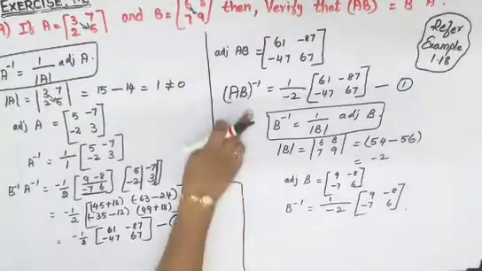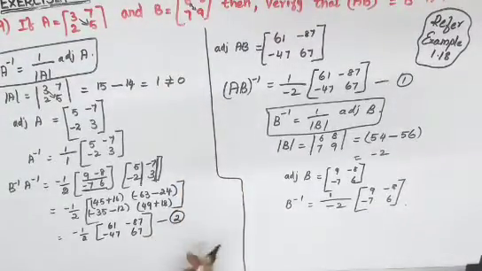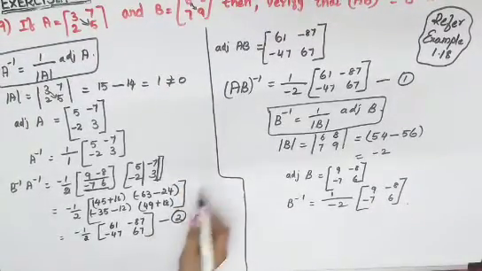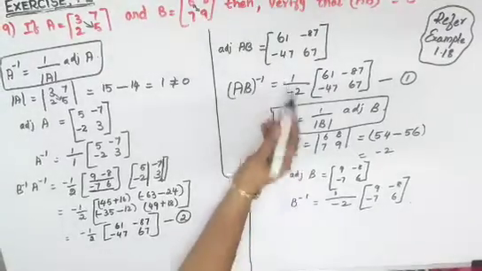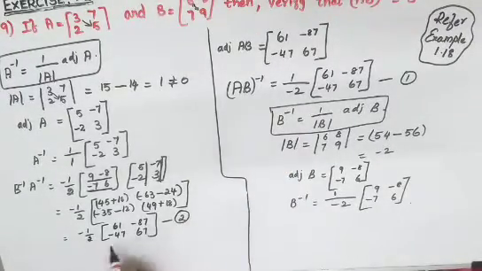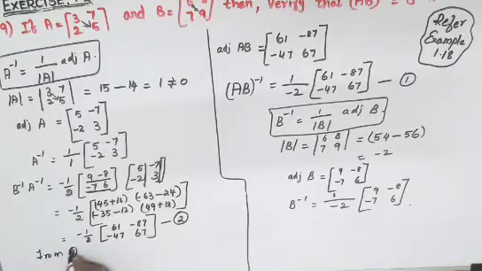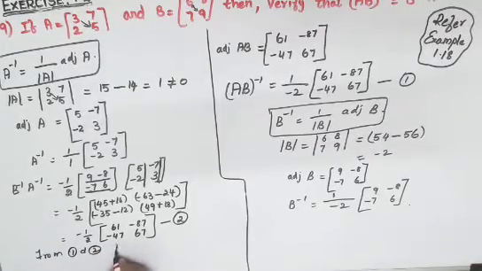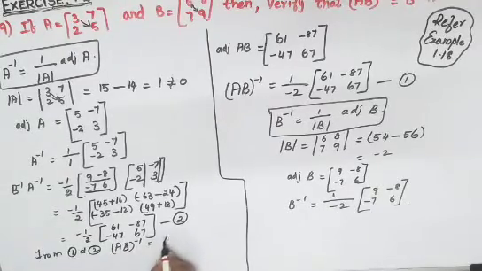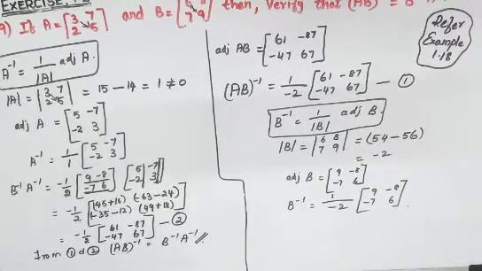So from 1 and 2, 1 is here and 2 is here. We have got both the answers the same. Just check it over there. This minus I have written on top here. Okay, it is the same only. So from 1 and 2, (AB) inverse is equal to B inverse A inverse. That is the answer. They have asked you to prove it. So this is the answer for your 9th question.